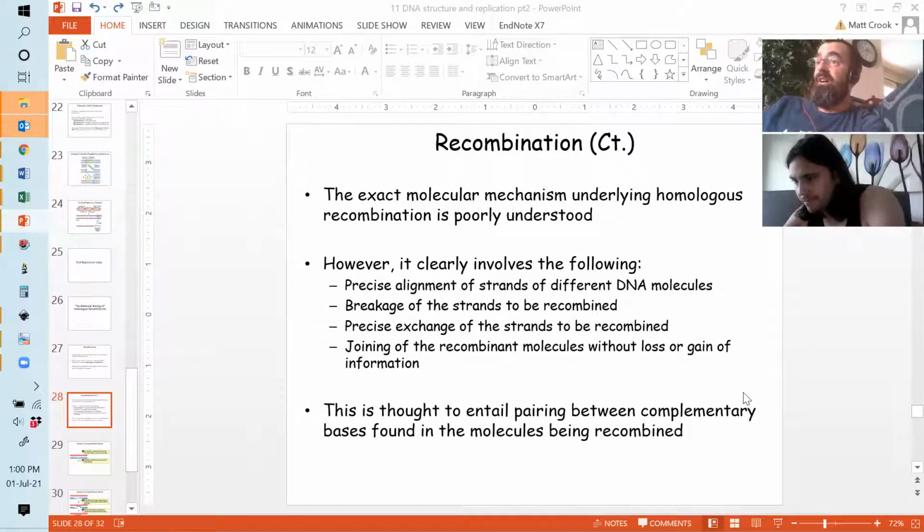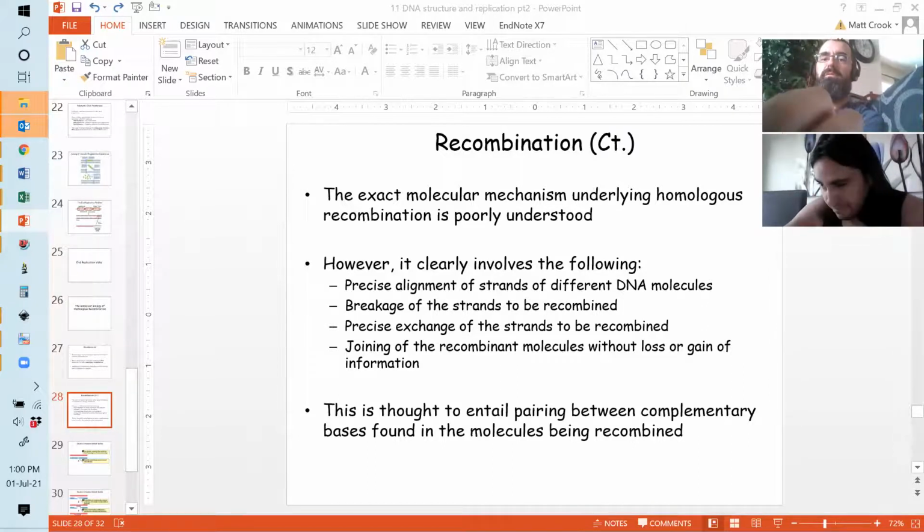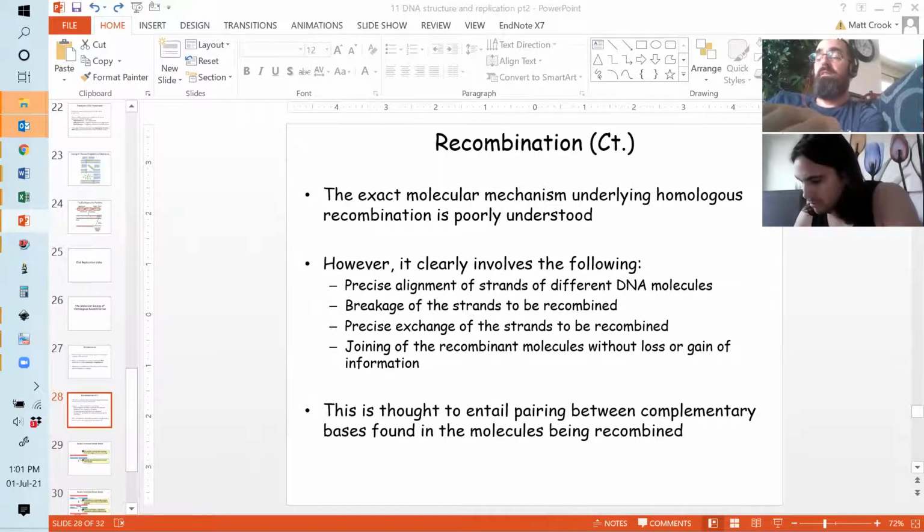And just as an aside, HomRecom is one form of DNA repair of DSBs, which stands for double-stranded breaks. So that only is going to happen if you have matching DNA to use to fix that break.